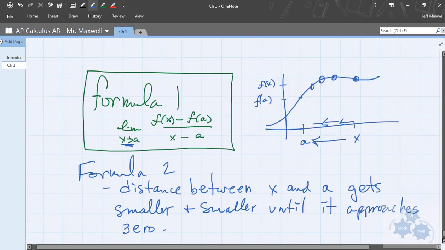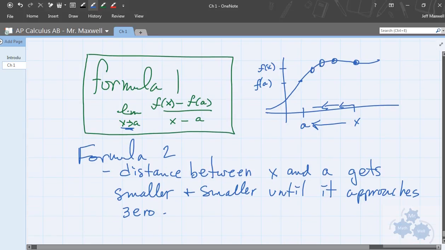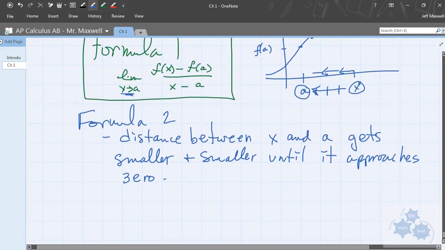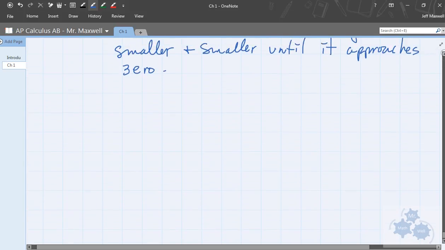And you may think, well, isn't that what's happening here? We're getting closer and closer. Yes, but Formula 1 is set up in such a way that the actual x value is becoming closer and closer to the actual A value. Okay? And I know you're still thinking that I don't get that. Well, let me draw you a picture that represents Formula 2. Okay? So here's the Formula 2 picture.